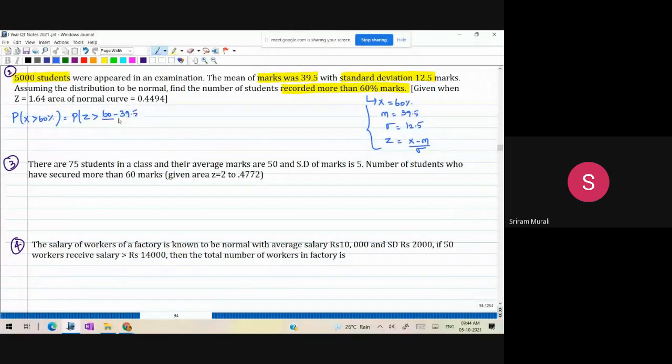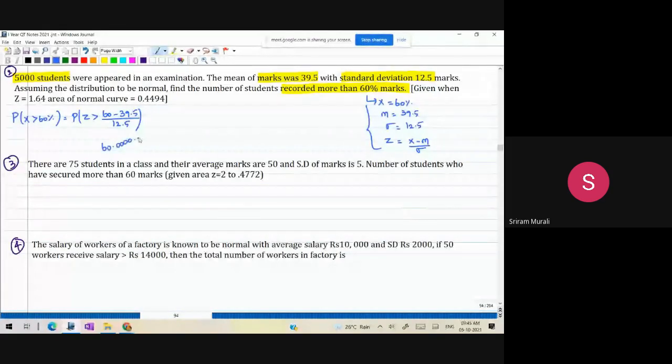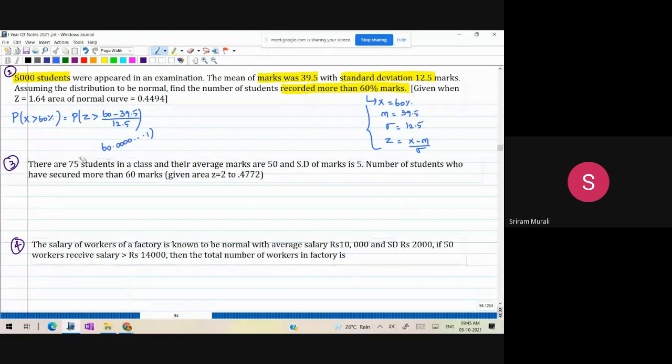39.5 divided by 12.5. One may ask, sir, it is greater than 60, should we not take 61? In a continuous probability distribution, we can assume even if it is equal, 60% is nothing wrong. Even if I say 60.000001, it is more than 60. So that's why it is not a very big mistake. We can say it is equal to 60.